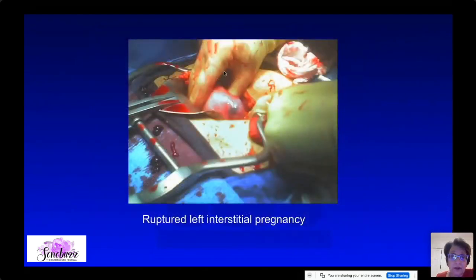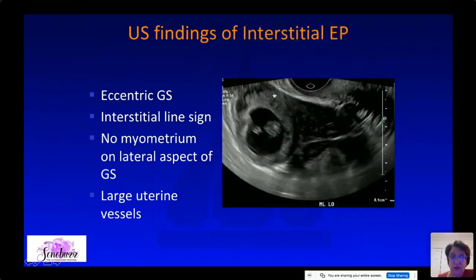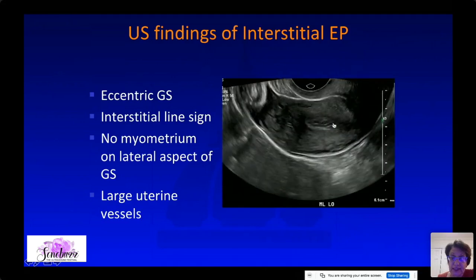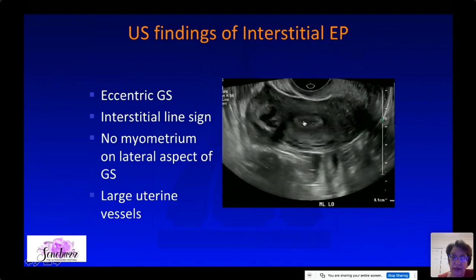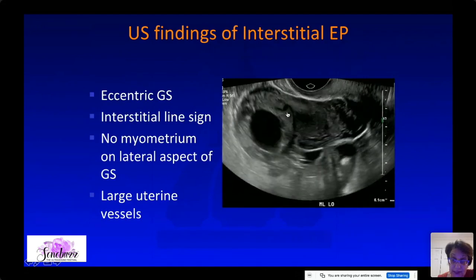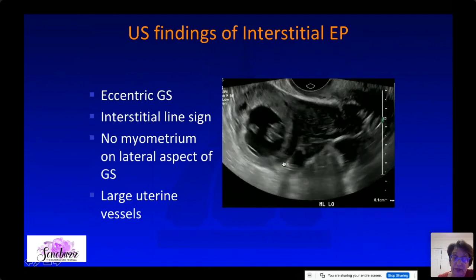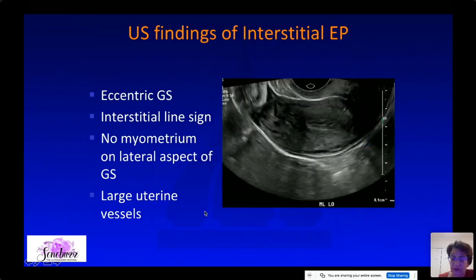Here is her at the time of surgery. So what are the findings? You have an eccentric gestational sac, and you have the interstitial line sign, which is nicely shown on this clip, where you see the endometrium and then the cornual portion extending towards this gestational sac here. There is no myometrium on the lateral aspect of the gestational sac, and you can often see very, very large uterine vessels in these patients.